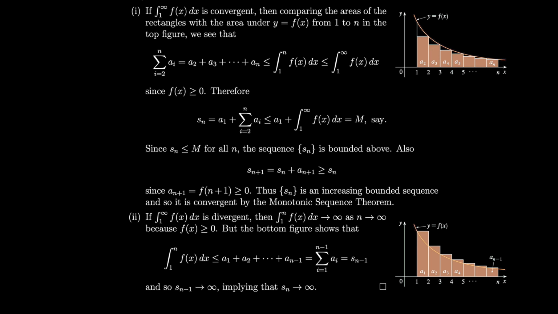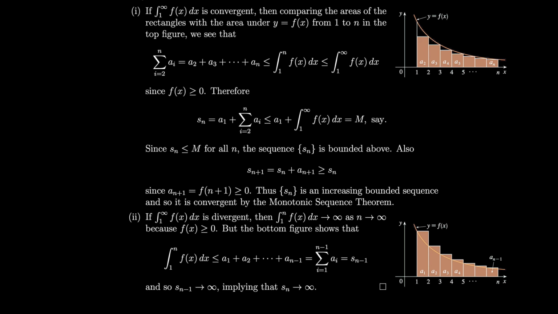And this is all predicated on the fact that f(x) is greater than or equal to 0, and that we have a decreasing continuous function. Notice if this function was not going down, then we wouldn't have this underestimate for the rectangles, so we wouldn't have this inequality at all.